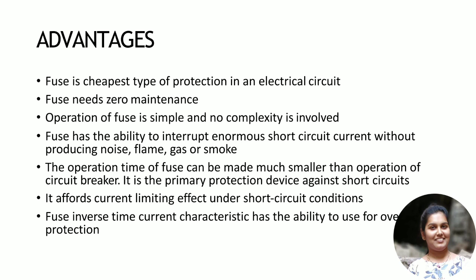Coming to the advantages of fuses, the fuse is the cheapest type of protection in any electrical circuit. Fuse needs almost zero maintenance. Operation of the fuse is simple and no complexity is involved. The fuse has the ability to interrupt enormous short circuit current without producing noise or flame or gas or smoke. The operation time of the fuse can be made much smaller than the operation of the circuit breaker. So this is a primary protection device against short circuits.